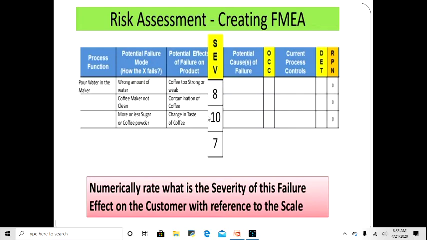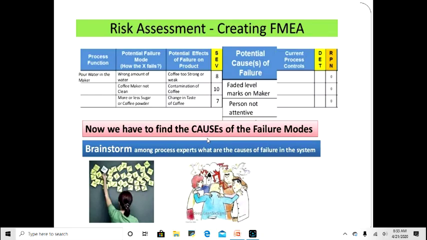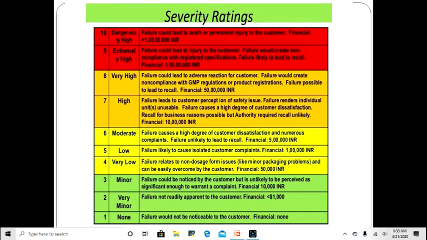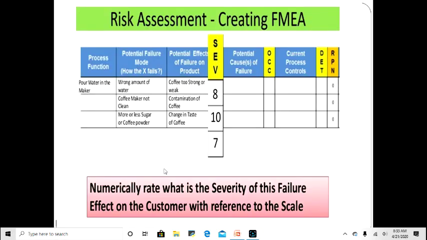Contaminated coffee is not accepted at all. Looking at the coffee itself, it will be given back or returned by the person. So it is 10. Change in taste in coffee, most of the people will notice, but some people will ignore. So it is in the rating of 7. So 7 is also high risk, right? So keeping customer in mind, keeping the safety, keeping the guidelines in mind, these ratings are being given. Okay, so all the things are being rated now.